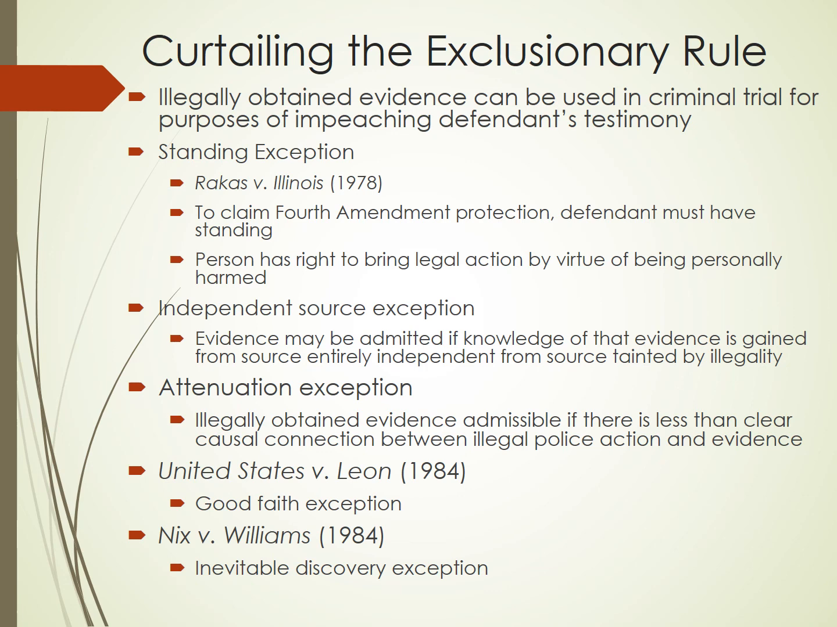And then the final exception is the inevitable discovery exception. We use this one in Law and Order a lot. This is from the Nix v. Williams case in 1984. And this is when you can introduce evidence at trial that would have been inadmissible if you can demonstrate you would have eventually discovered it by legitimate legal means anyway. So if you weren't allowed to know about the gun, you got that gun from an illegal search, but it turns out that later on you would have had enough to get a search warrant to go back and find it anyway, you probably could make the case for inevitable discovery.